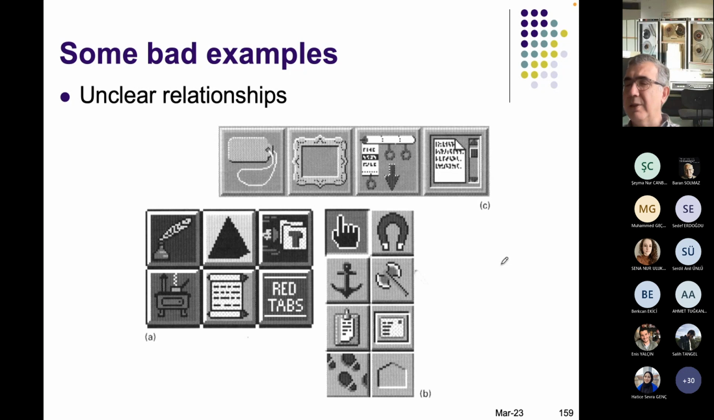Other unclear relationships, like this is for tag, this is for pick, this is for cut. Putting an axe icon for cut is not right, of course. So these are bad, unclear relationships.